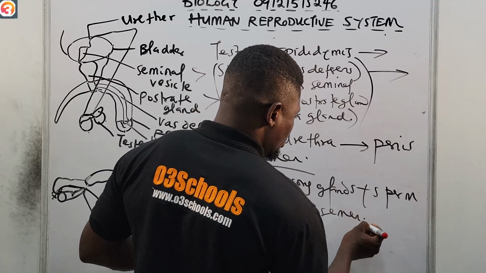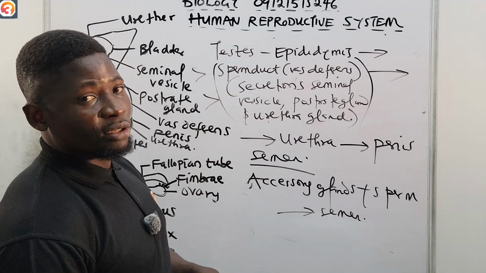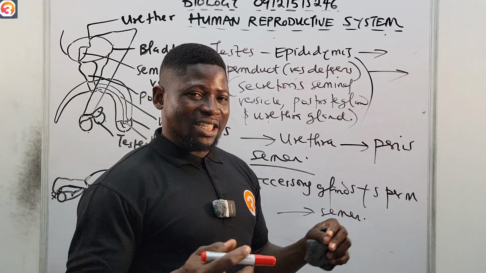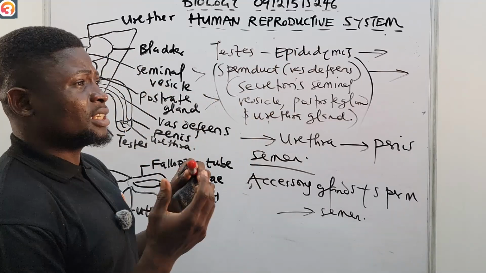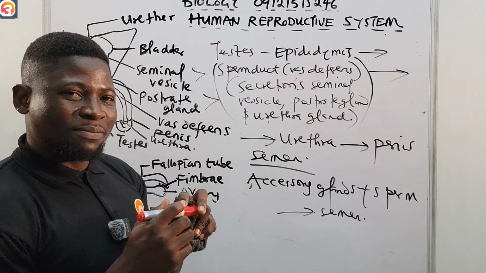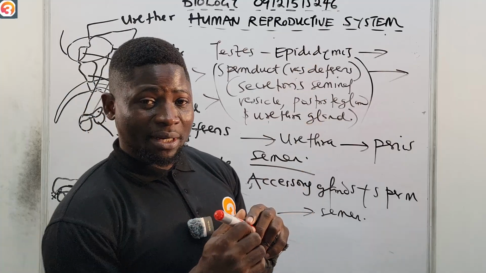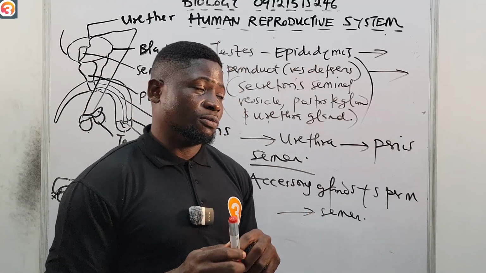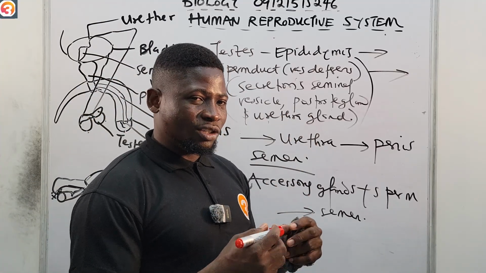So just understand this pathway: from the testis to the epididymis, then to the sperm duct or vas deferens, then to the urethra, and then the penis, where it is released from. The epididymis is usually located at the back side of the testis. It is where the sperm is stored temporarily. Please take note of the epididymis. Questions come out from the epididymis a lot in your past questions, so please pay attention to it. It stores the sperm.